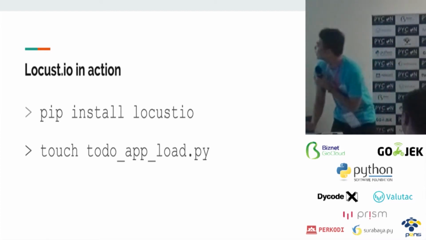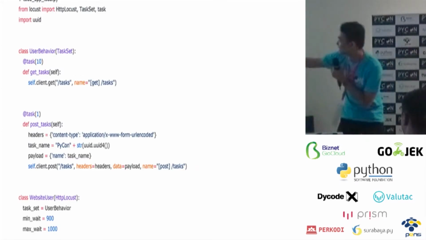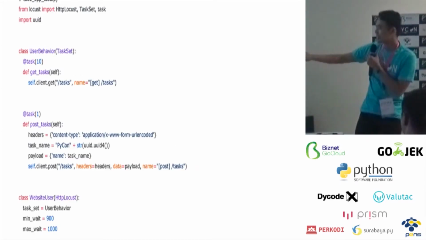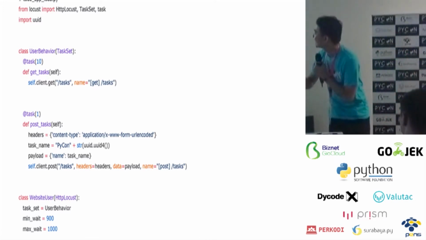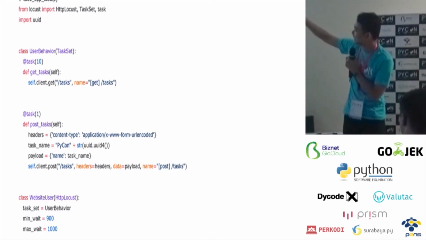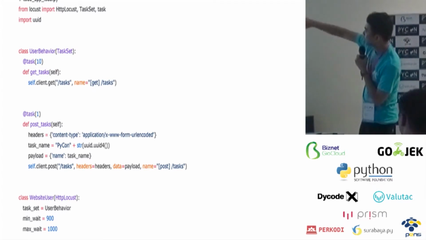So here is the code. I hope you can see it, but if not, my slide is at tinyurl.com/pycon-locust. Basically, this script gives us all the information about Locust.